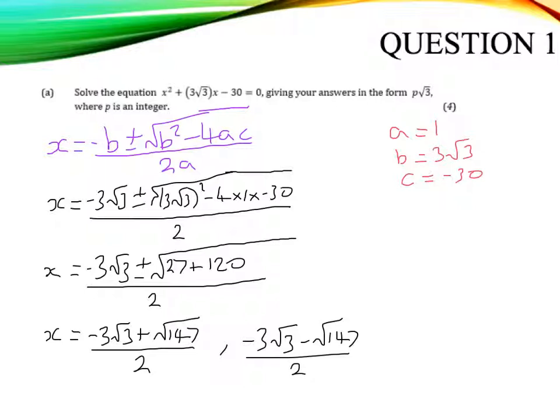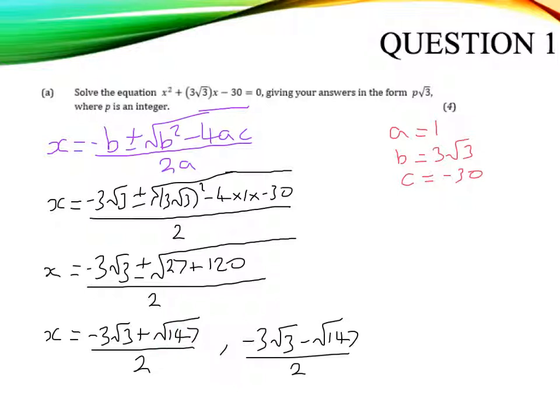Now it'd be really nice if this were to tidy up a little bit more, and the clue here is in the question. Remember, we're trying to give my answers in the form of p root 3. Now I've got part of this in terms of root 3, but root 147 isn't in this form yet. So there's a good chance that something's going to go into this. Now, it may take a little while for you to spot what's going on here, but trust me, 49 and 3 multiply together to make 147.